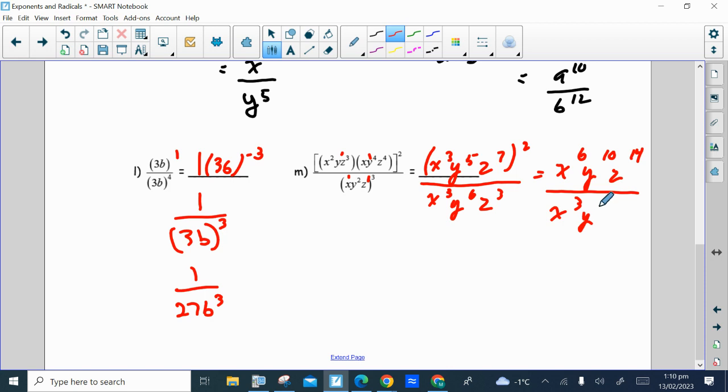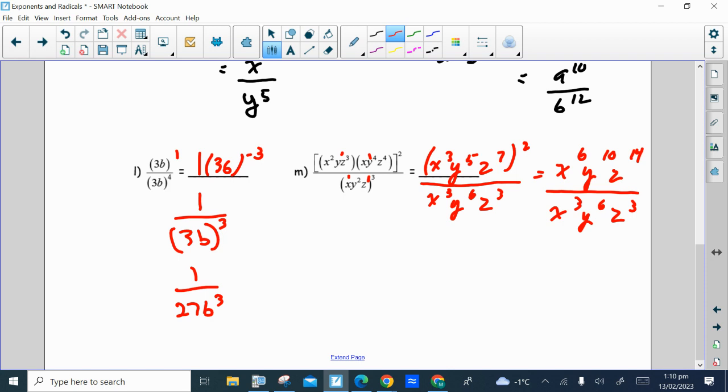X cubed, y to the 6th, z cubed. Brock, I hope you're copying all this down, eh? Okay. Haven't seen your pencil move on your paper for a bit now, but what's the answer then? Yeah. Okay. That's great. That's awesome. I appreciate that. But just try and keep up, okay?